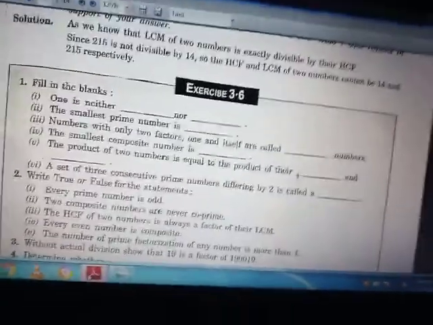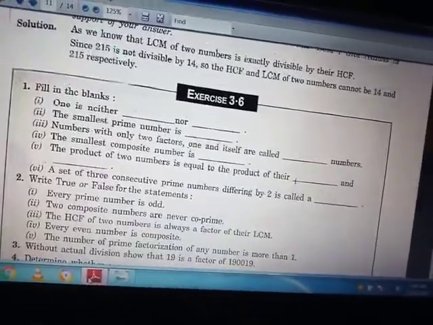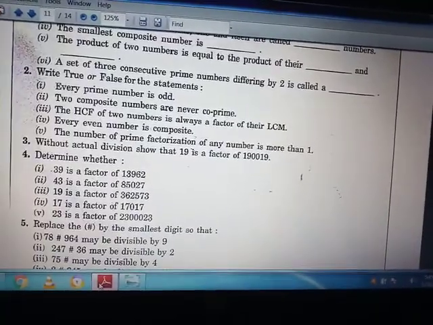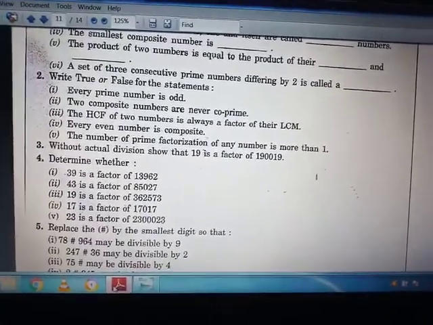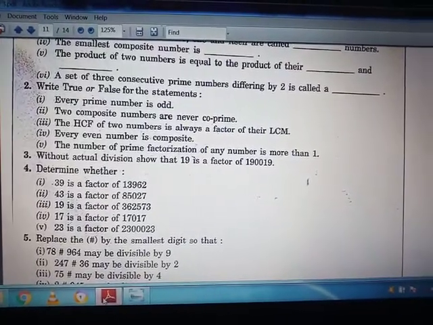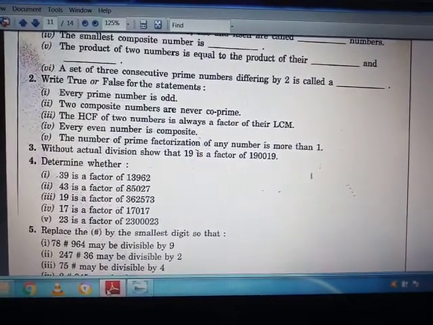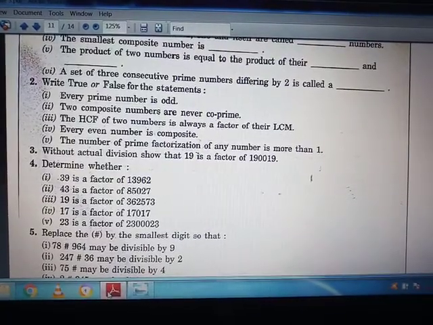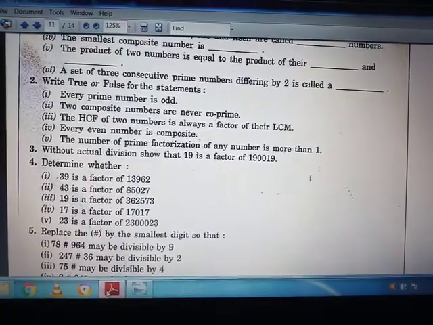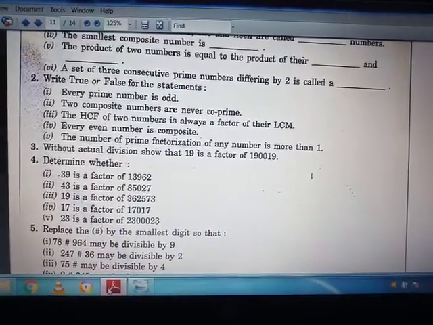So all three numbers differ by 2: we have 3, 5 and 7. These are known as prime triplets because there are three of them and they are prime numbers. Now moving to our second question: write true or false for the statement, every prime number is odd. You can take 7, 5, 11, 13, 17, 19, 23, 29, all are prime and all are odd.